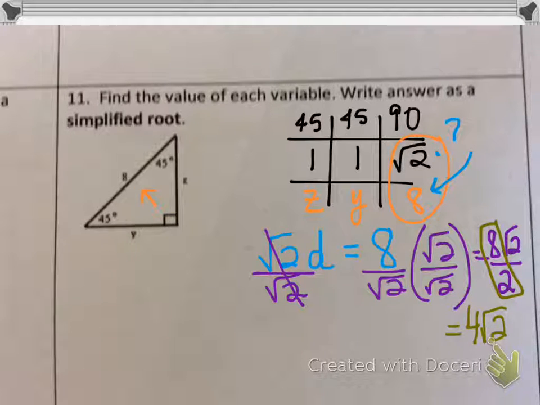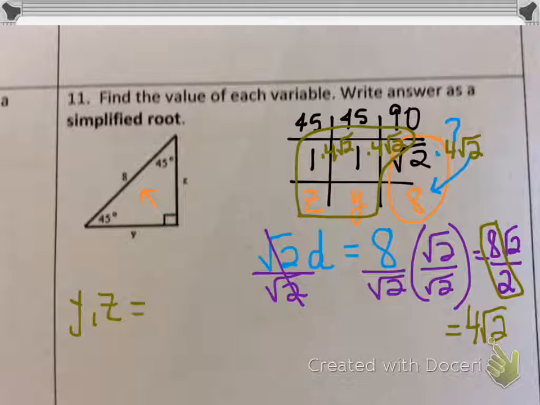So the scale factor here is 4 root 2, therefore I'm multiplying all columns in the top by 4 root 2. And this should be really easy. Z and y should be the exact same numbers. They're both 1 times 4 root 2. So y and z are both 4 root 2.